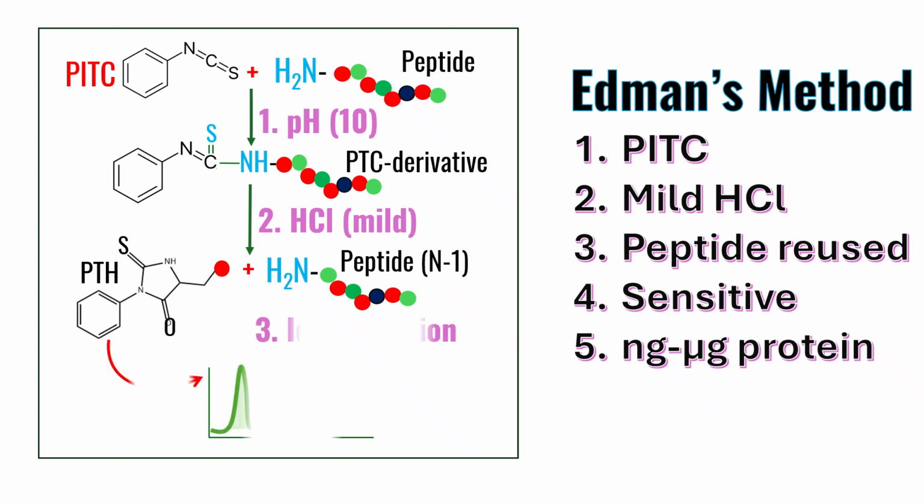In step 3, this labeled amino acid is identified using chromatography method. The intact peptide basically is reused, and this small adjustment allowed sequential decoding of protein by this method. So he used PITC, and using mild HCl, intact peptide is released, which can be reused again and again, and as a result of that, the sensitivity of the technique is high. It requires a smaller amount of protein in the range of microgram to nanogram quantity.